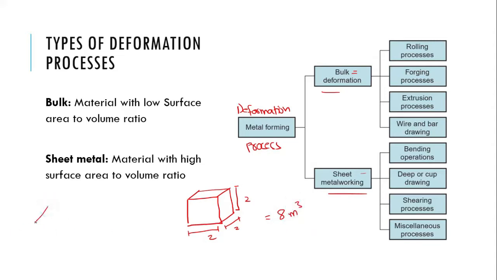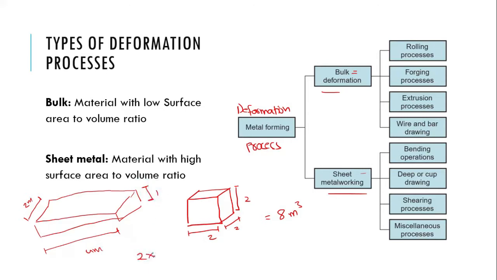But we have another thing, let's say 8 meter cube. Okay, then we have another sheet like, let's suppose it is 2 meter on this side, 4 meter on this side, and 1 on this. So again we have 8 meter cube volume, but we know that we have the greater surface area here compared to the surface area in this one. So we can say it has a greater surface area. So this is the difference between the bulk and the sheet metal.